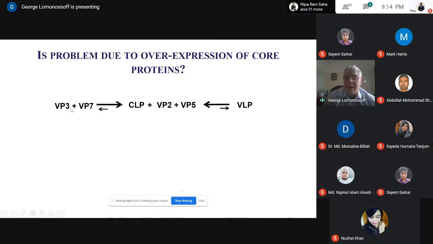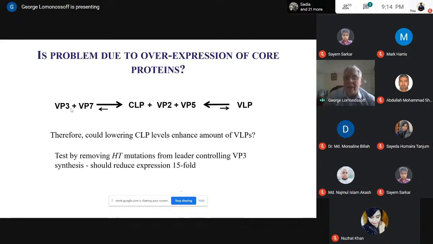So you want to reduce the levels of these inner proteins. And that's where being able to control the level of expression by controlling the sequence of the UTRs really comes into its own. We wanted to lower the level of, and we chose VP3, the innermost protein first, removing what's known as the HT mutation to result in a 15-fold reduction.